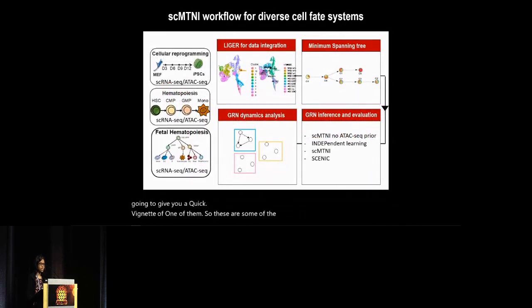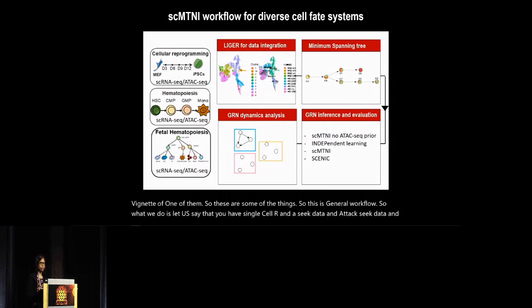So this is the general workflow. Let's say that you have single-cell RNA-seq data and ATAC-seq data, and it's not a multi-omic experiment, as in for a cell, you don't have both RNA and ATAC. You can still integrate it. We use Liger here. We get integrated clusters. Then we get a minimum spanning tree, and that's how we get a cell lineage structure, but you can use whatever you like. What we need are cell clusters related by a tree.